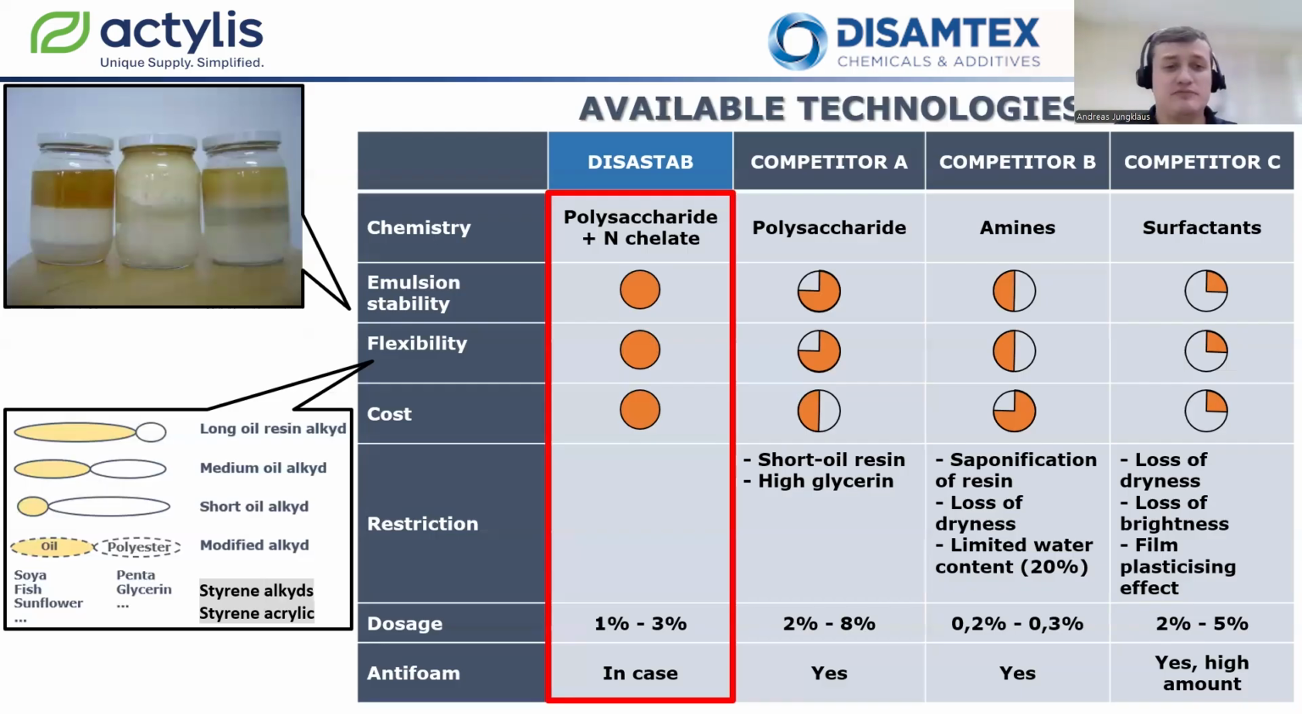So in summary, the Disastab line delivers stable, flexible, cost-effective emulsification for long oil alkyds, medium oil alkyds, and short oil alkyds as well, making it a versatile choice for alkyd systems.